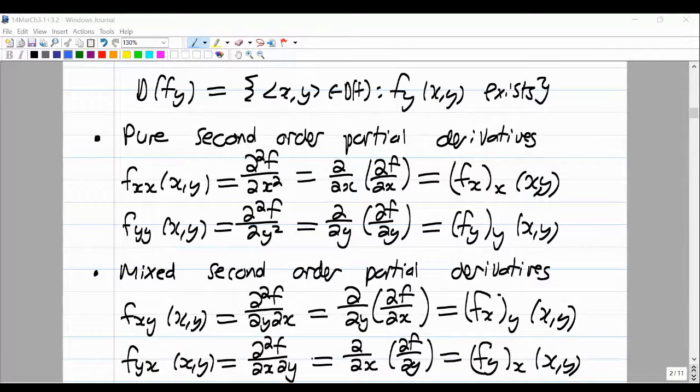So there are two first order partial derivatives. There are four second order partial derivatives: f double x, f double y, f x y, and f y x. Who can tell me in the chat, if you have a function of two variables, how many third order partial derivatives are there?